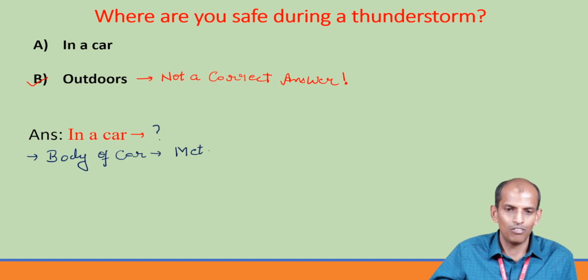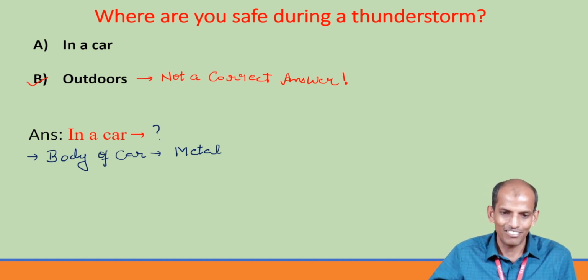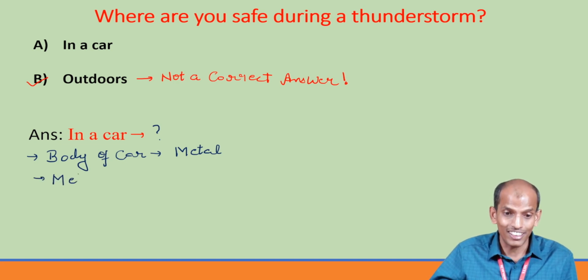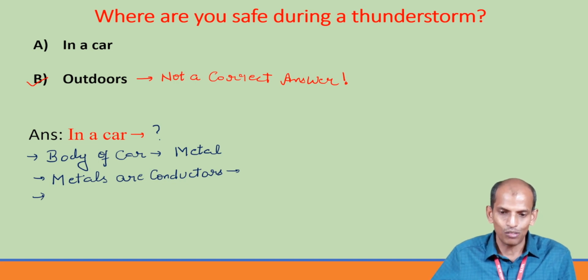Then you will say, what is new in it? Everybody knows that yes, the body of a car is made up of metal. Yes, definitely. What is new is that metals are conductors. Okay, then you will say, again, what is new in it? That we know, metals are good conductors. Yes, definitely you know. But you have missed a point. What is the point you have missed out?